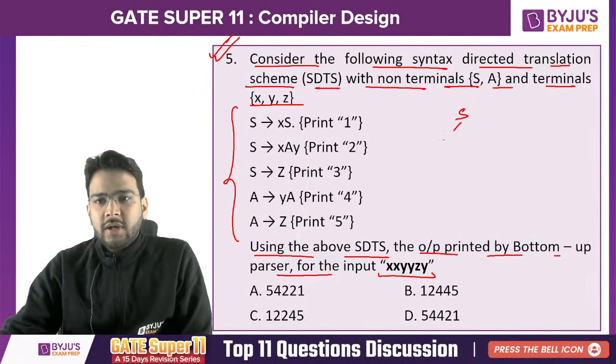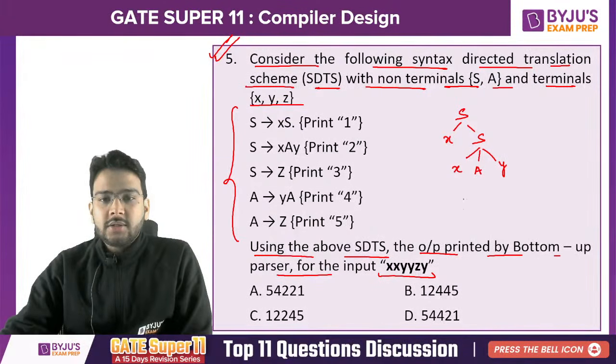So here we can have this X, then we can have this S. We need one more X, so we can have this X here, then A here, and then a Y here we can have, right? So 2 Xs are done. Then we need 2 Ys. So we can use this production. We can have this Y and A. We need one more Y. So we can have this Y and A. And then we need one Z. So we can use this one.